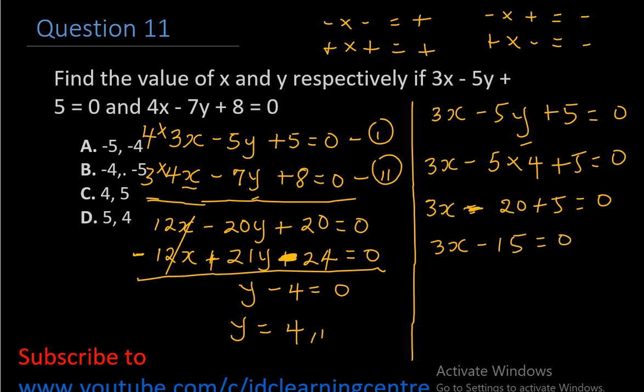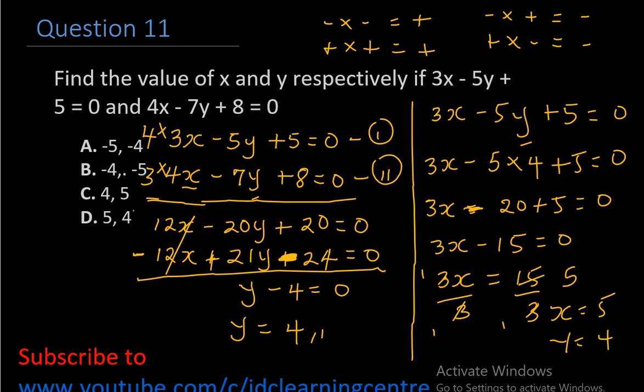Move minus 15 to the right hand side to give you 3x equal to 15, the minus will go. Divide both sides by 3. 3 into 3 is 1, 3 into 15 is 5. So x is 5, y is 4. So 5 and 4 is the right answer. You must mention x first before you mention y.